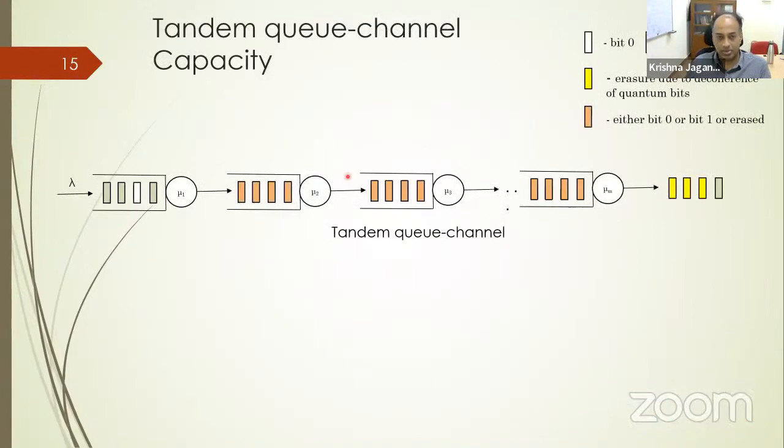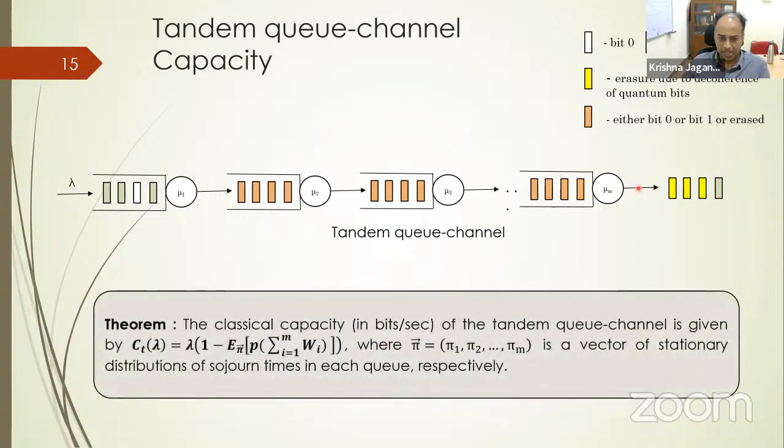You can also look at a tandem Q channel in which a bit stream goes through a bunch of repeaters. You can look at it as quantum repeaters. At each node you wait for some time, so you may get erased, and then you go to the next one, get erased, and so on. For this, the classical capacity of the tandem Q channel is given by lambda times the expectation of p of the sum of the waiting times. Here we are modeling the probability of erasure as a function of the total time spent in the system. So the sum of Wi comes up inside the p.